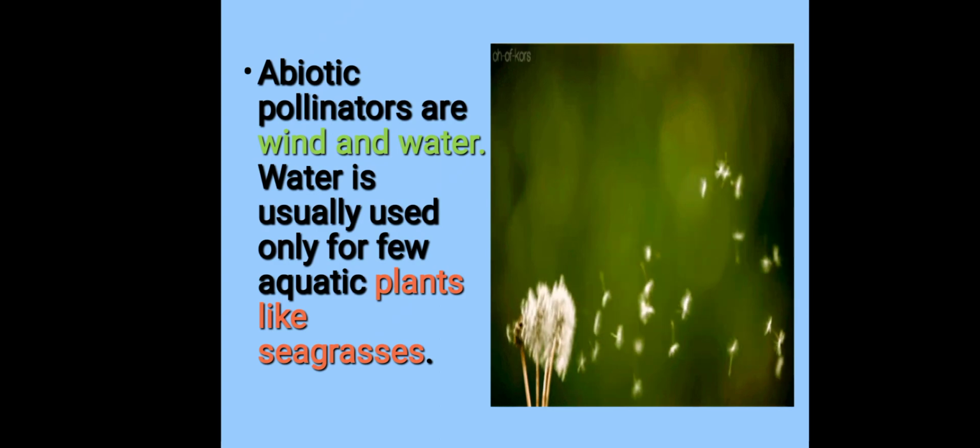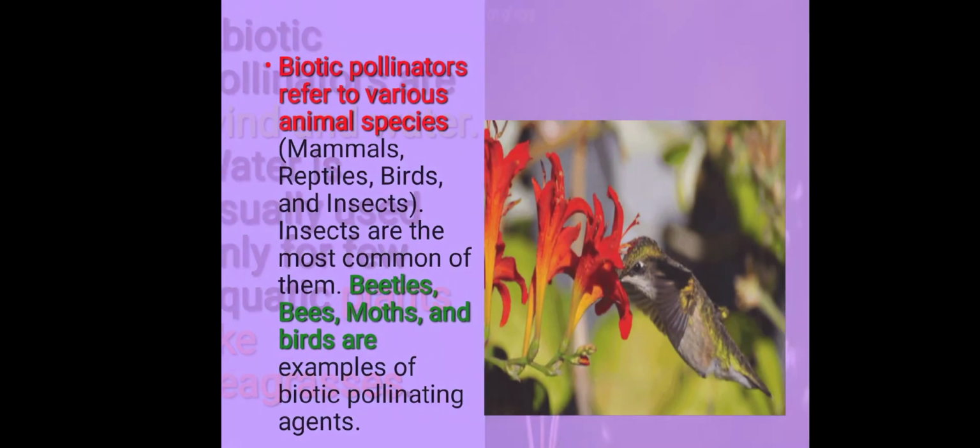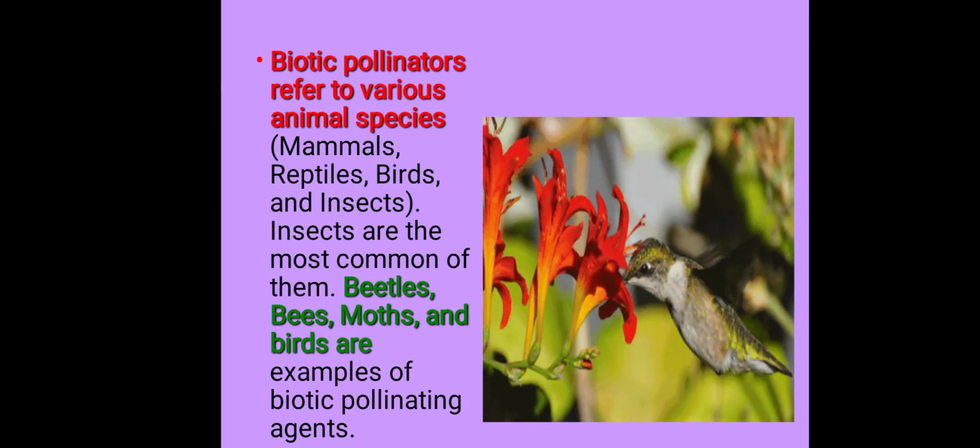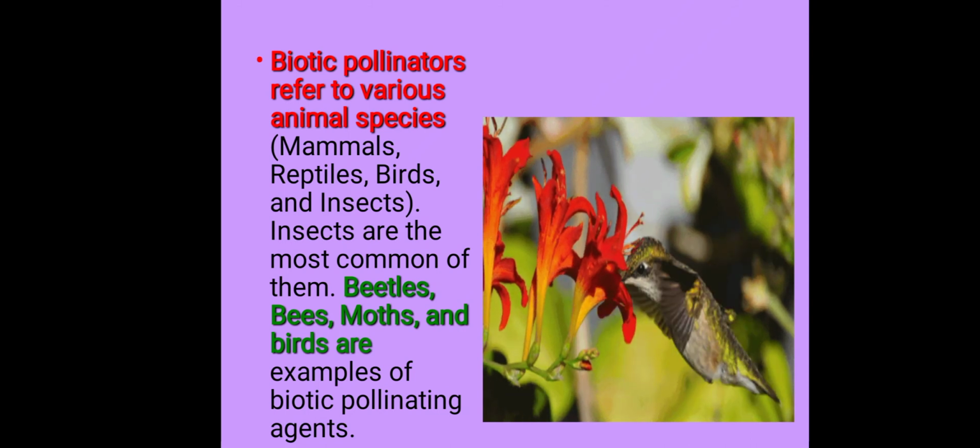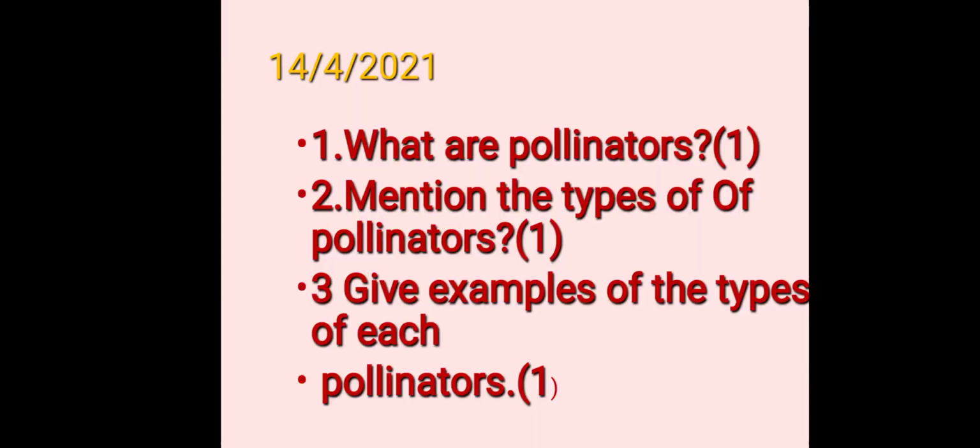This is a wind pollinator. Biotic pollinators refer to animal species, mammals, reptiles, birds, and insects. Insects are the most common of them. Beetles, bees, moths, and birds are examples of biotic pollinating agents.